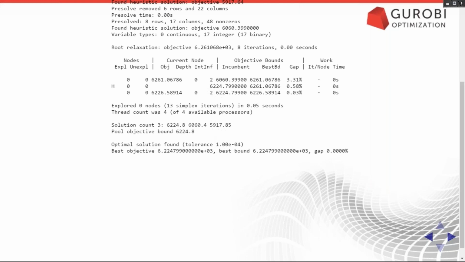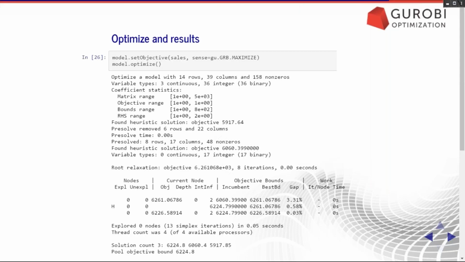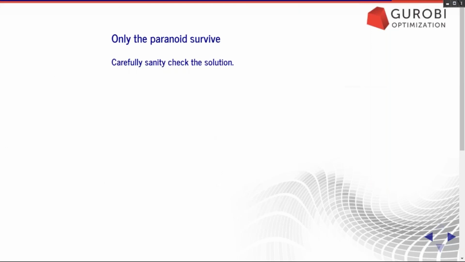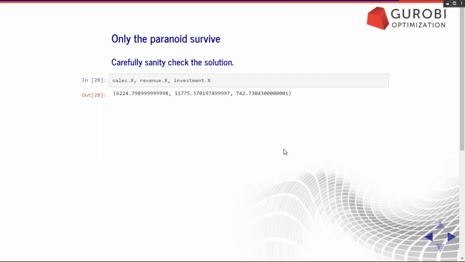Let's inspect the solution. An important thing to always check is whether we have an optimal solution. In this case, we do. So we know that we have a feasible and optimal solution for the problem. But it's not really enough just to check a number or an optimality status. We probably also want to see what the solution looks like. Of course, we can look at the sales, the revenue, and investment, and the investment is indeed under 750, which is what we wanted, and the sales is that number, and the revenue is that other number.